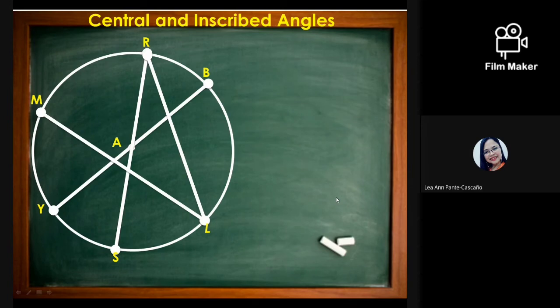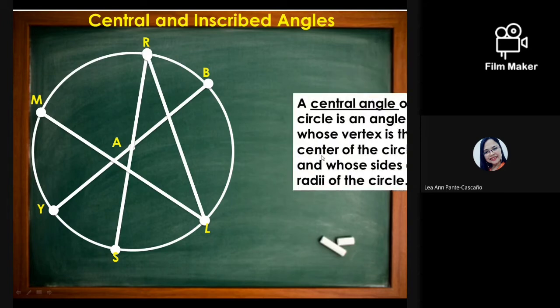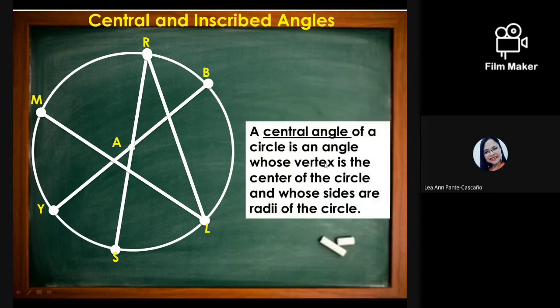Now, let's have the central and inscribed angle. Sa circle, sa pagkakaroon natin ng mga chords, ng radius, may mga napo-form din ng mga angles. So, let's have these two kinds of angle inside the circle. The first is the central angle. A central angle of a circle is an angle whose vertex is the center of the circle and whose sides are radii of the circle.